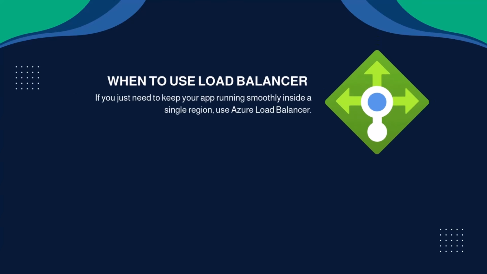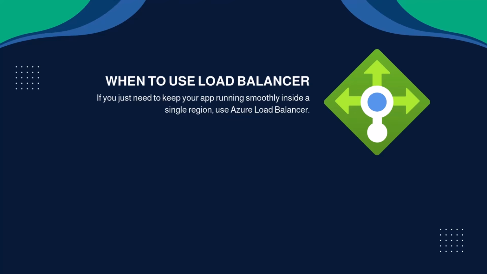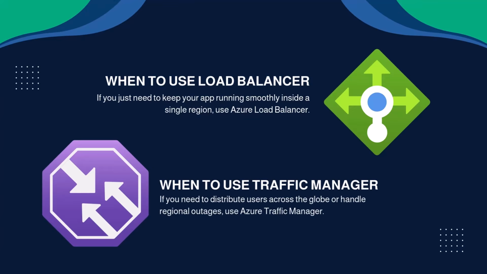So the bottom line is that if you just need to keep your app running smoothly inside a single region, use Azure Load Balancer. If you need to distribute users across the globe or handle regional outages, use Azure Traffic Manager. And if uptime is mission critical, pair them together. I hope this clears things up for you.